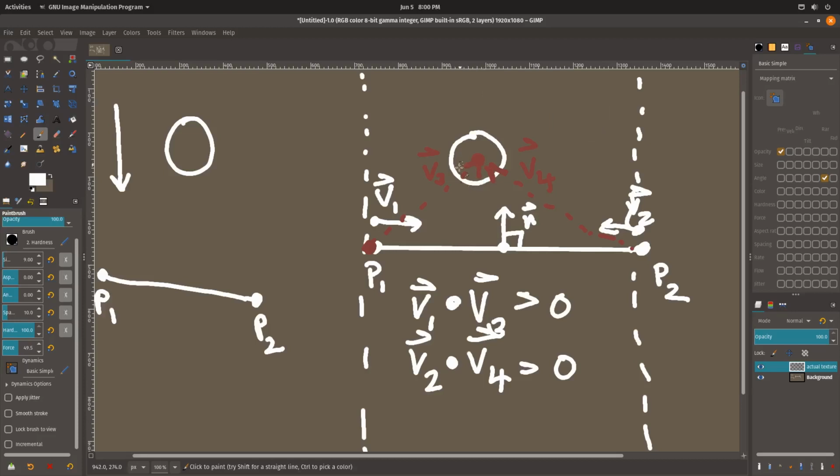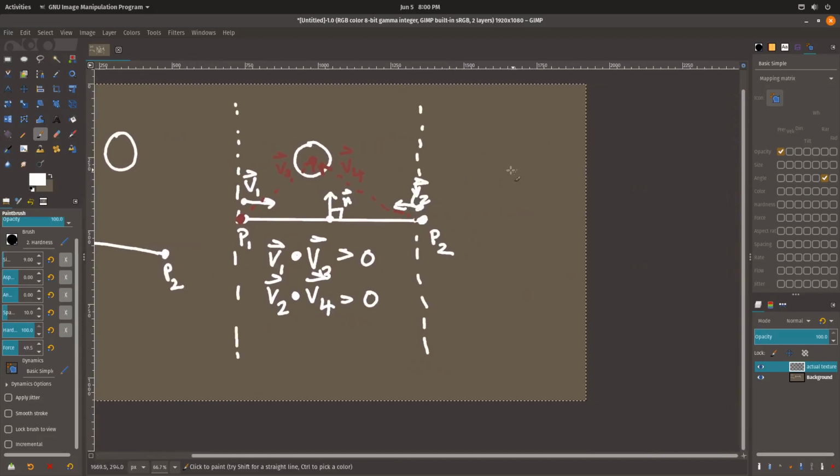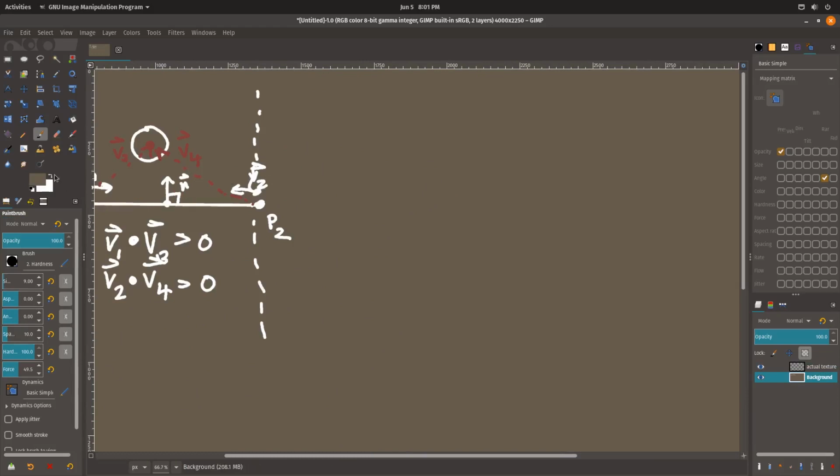The way that we want to check for this, right? I'm going to go ahead and move over here. The way we want to check. All right, and we're back.